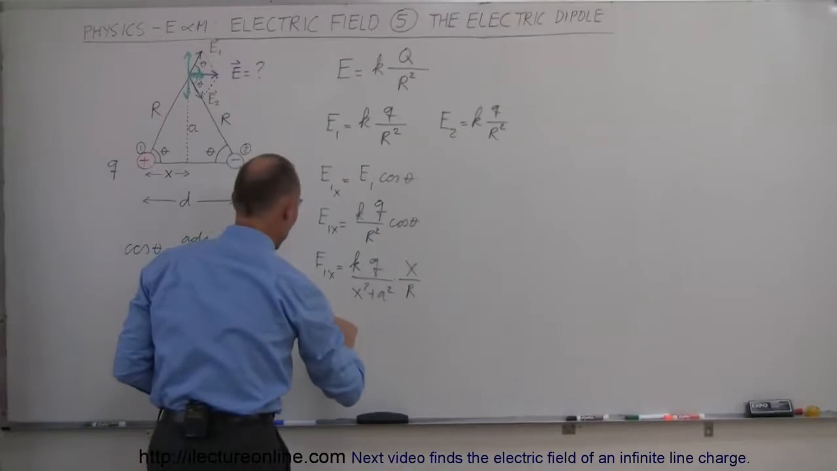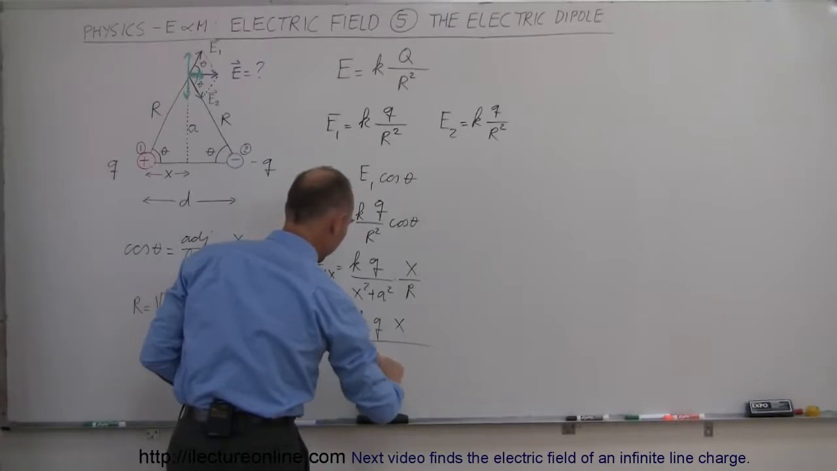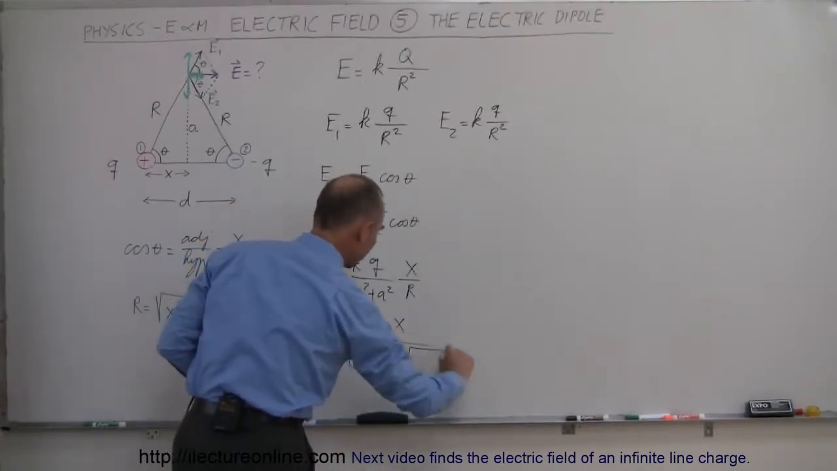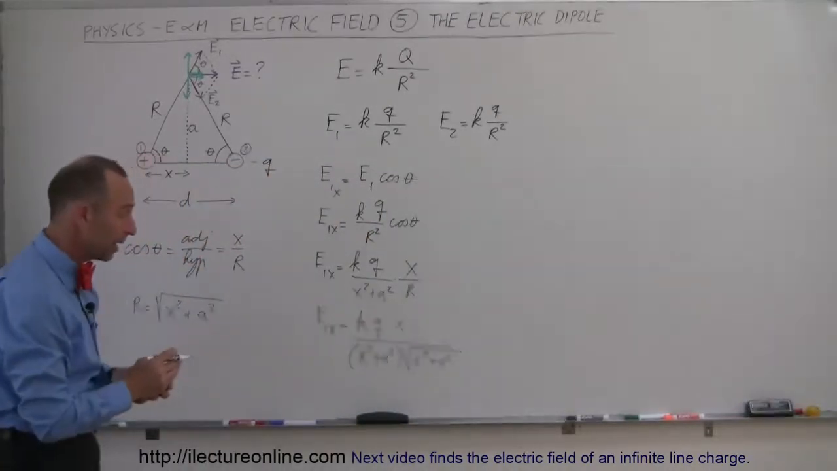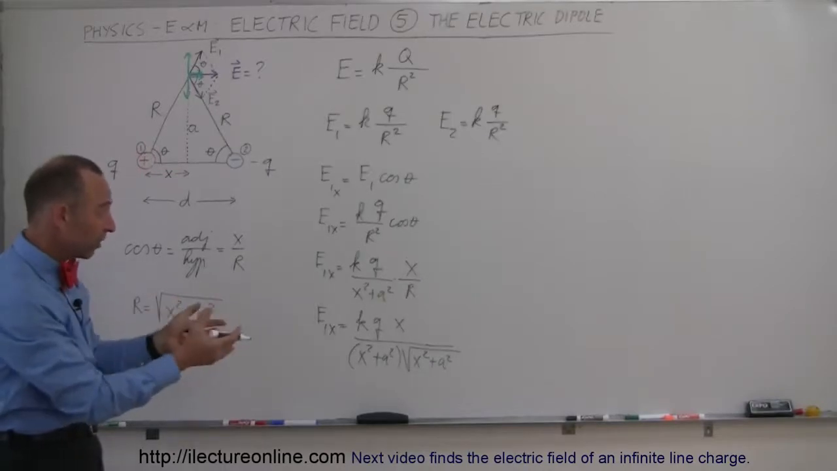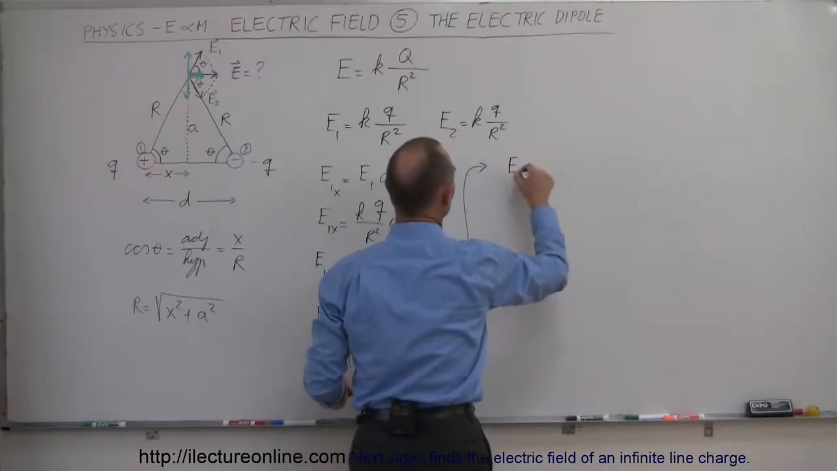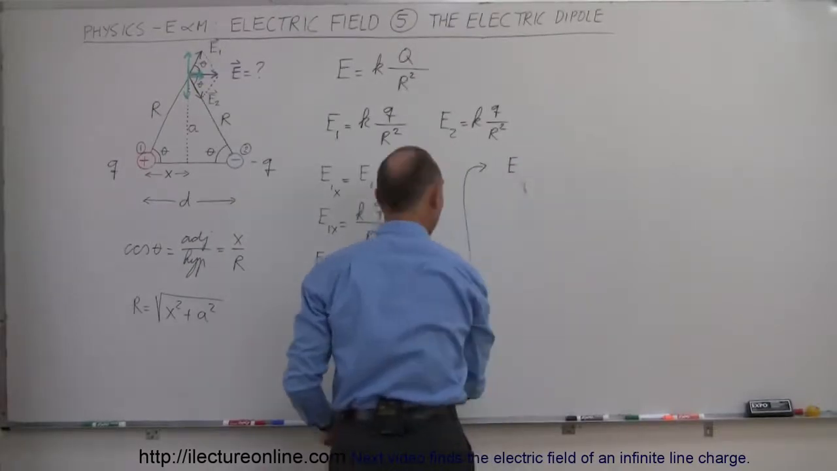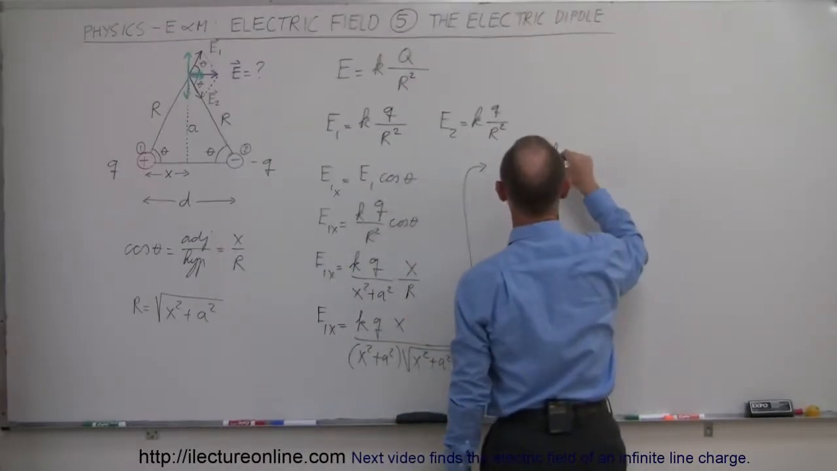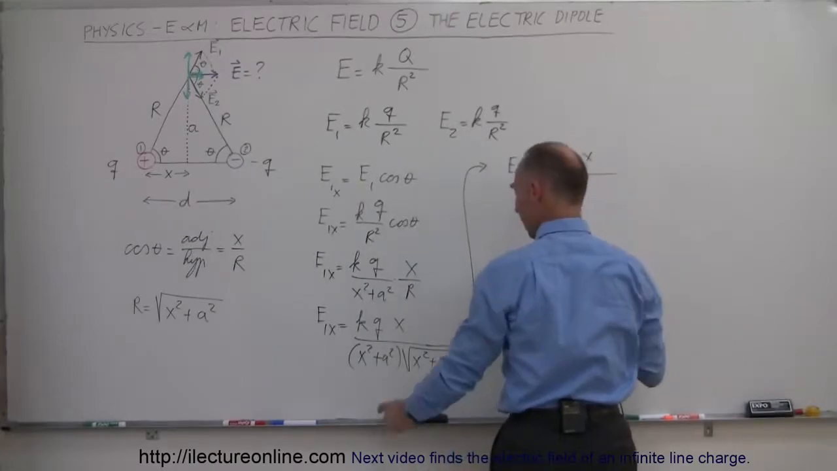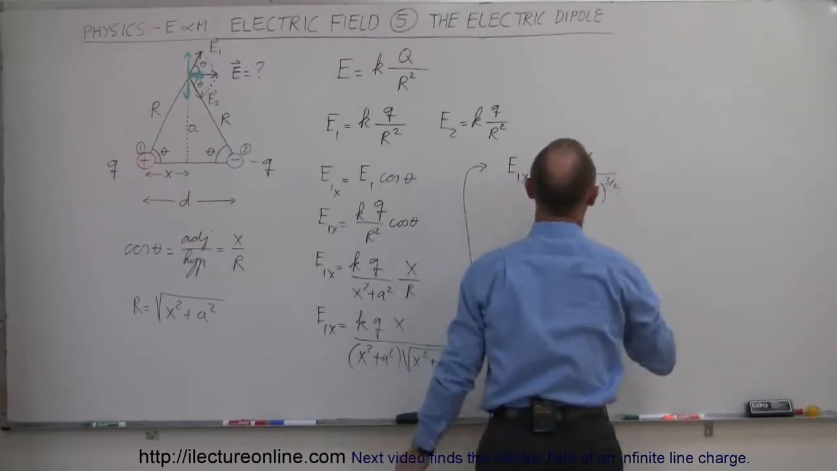And so we then get E1x is equal to k q x over x squared plus a squared, and the whole thing multiplied by the square root of x squared plus a squared. So finally, if I combine those two, when I multiply them out, I get the denominator x squared plus a squared raised to the 3/2 power. So E1x is equal to k q x divided by x squared plus a squared to the 3/2 power.